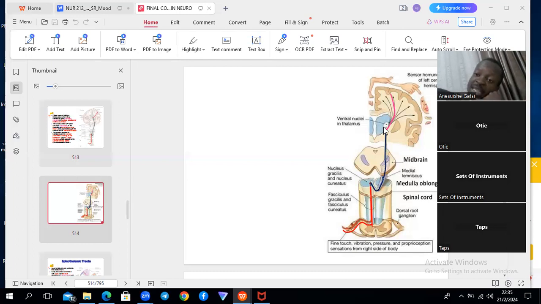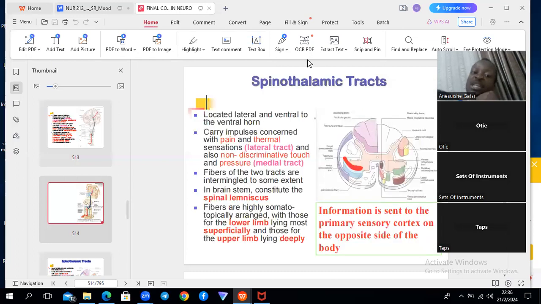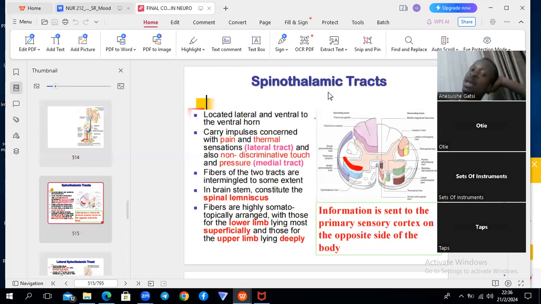This is the most important ascending pathway, together with, let me show you the other one, together with this that we call the spinothalamic. Spinothalamic, for your level, we just say it carries pain and temperature fibers. Don't worry about other funny things. I know that it's there. I know you talk about pressure, non-discriminative touch, what. Let's just say pain and temperature. So spinothalamic, spino means it's coming from the spinal cord, thalamic it's going up. So this is an ascending tract. It's going to carry sensations of pain and temperature.